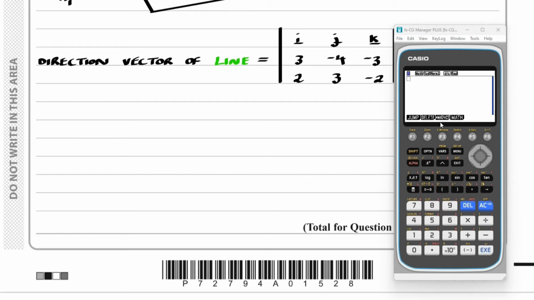So similar to before, let's go to the matrix/vector option. Let's define matrix C, 3 rows, 1 column. We have 3, -4, -3. And let's define matrix D, 3 rows, 1 column. We have 2, 3, -2.